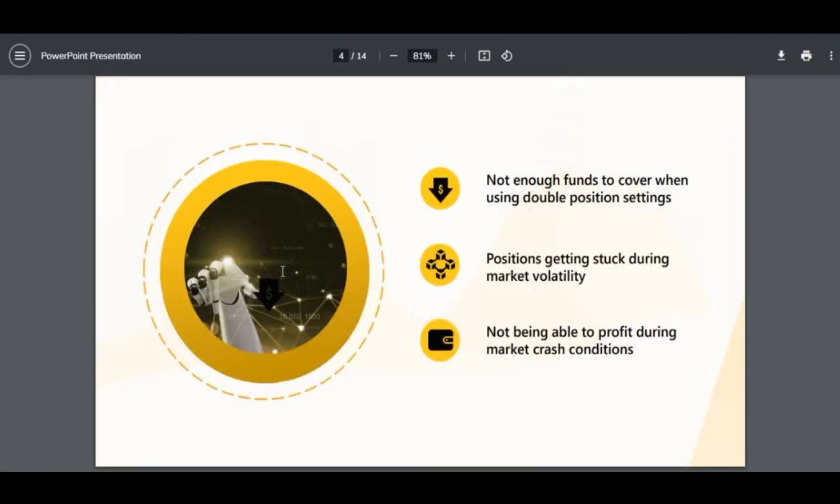Those issues are, when you trade with the previous strategy on PrimeBot, issues like not enough funds to cover when using double position settings, a position getting stuck during market volatility, not being able to profit during market crash conditions, and so on. So these are some of the issues that this new split strategy is actually taking care of.